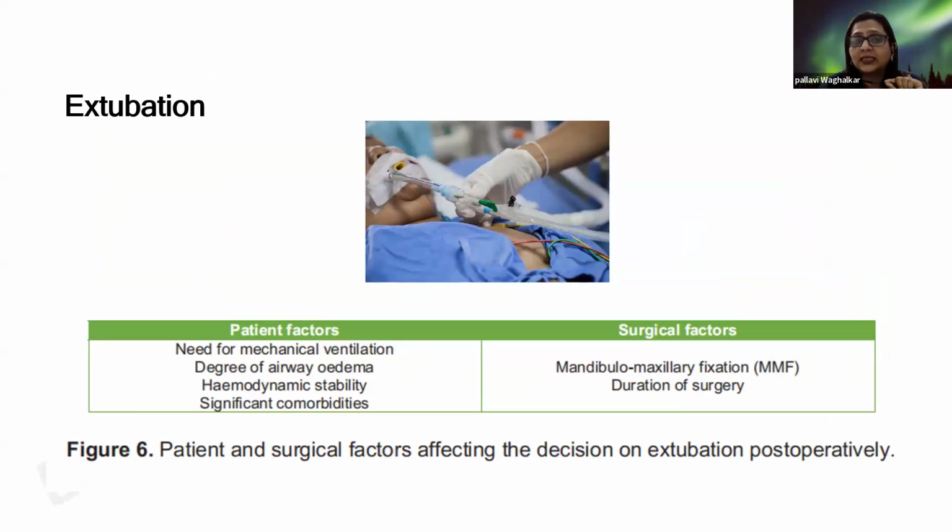Yes, sure. Lastly, extubation. We have to consider patient factors, like whether there is a need for mechanical ventilation, or there is edema or hemodynamic instability, and surgical factors, like whether MMF is there or if there was a prolonged surgery.